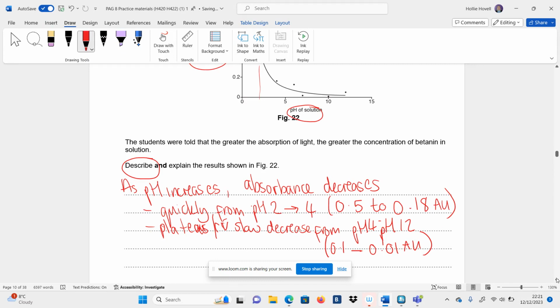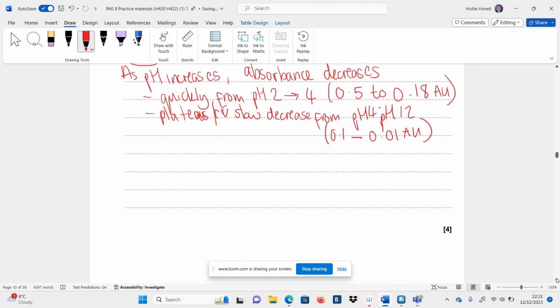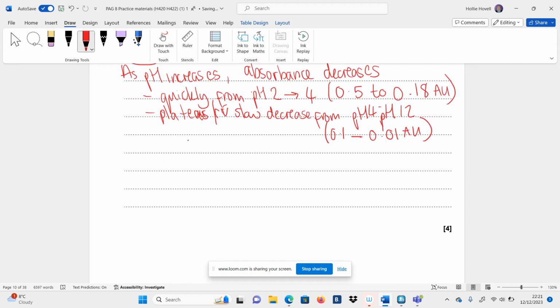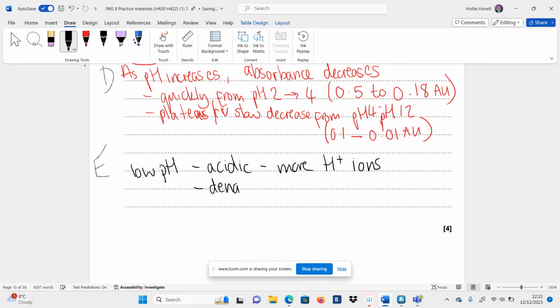Your explain is why did it do that? Okay, why did it do that? Use your science. Why did it do it? So that's your describe. This is now going to be your explain. So you could say at low pH values it is more acidic, which means that you've got more H plus ions, or protons you can call them. Okay, what the H plus ions do is they denature the proteins.